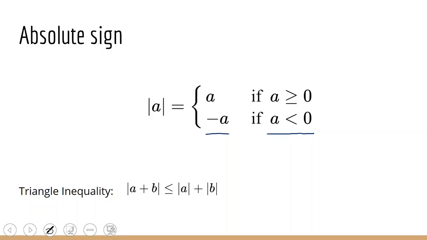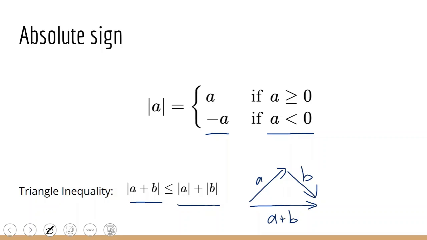One useful property that uses the absolute sign is the triangle inequality. The absolute value of the sum of two values is less than or equal to the sum of those values in their own absolute signs. Another way you can think about this is that if we have two magnitudes, the combination of those two magnitudes can't exceed the parts.